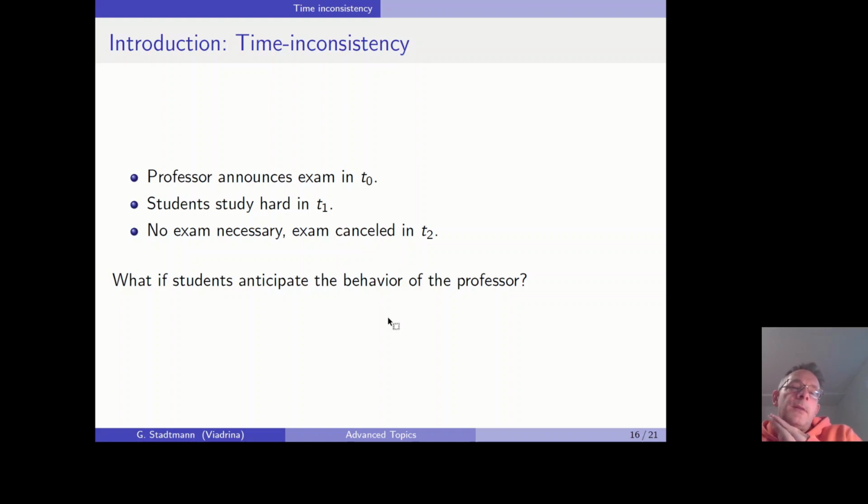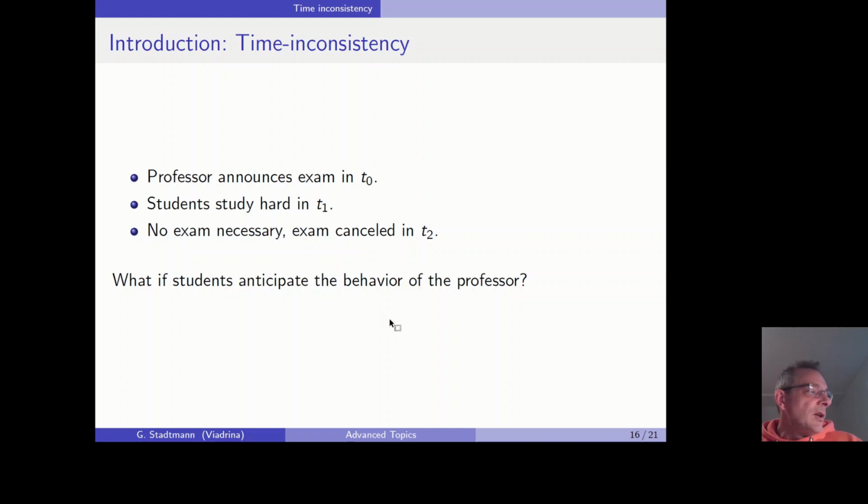So one example: at the beginning of the semester, in time period T0, the professor announces that an exam will take place at the end of the semester. During the semester, the students study hard. So in time period T1, the students study. And then in the end, the professor cancels the exam in time period T2. The big question is, what if the students anticipate the behavior of the professor?